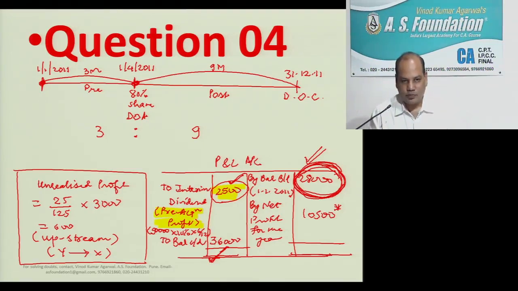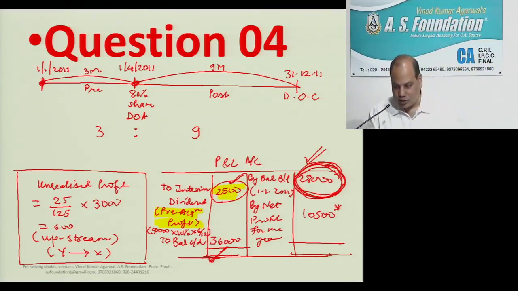Rectification entry: P&L account debit to investment account. So that means we will reduce from the P&L account and we will reduce the carrying amount of investment. So tick mark investment also, 1,12,000. That figure needs to be rectified, because we need to reduce the dividend received out of pre-acquisition profit. Tick mark P&L account of X Limited 80,000. That also needs to be rectified.